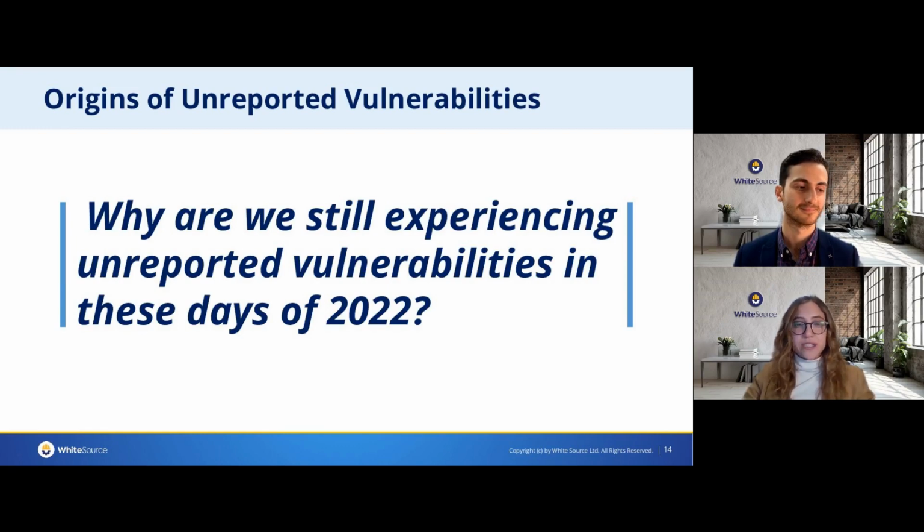Let's talk about the maintainers of the open source libraries. Maintainers are developers, among others. The developers are the ones responsible for writing code with a security vulnerability and also for fixing it. Developers are not usually trained or properly trained for security awareness, and there are implications regarding that. The reasons we still see unreported vulnerabilities are the following.